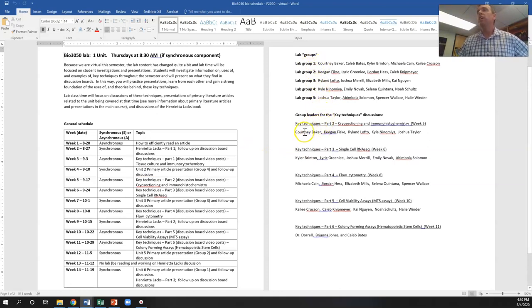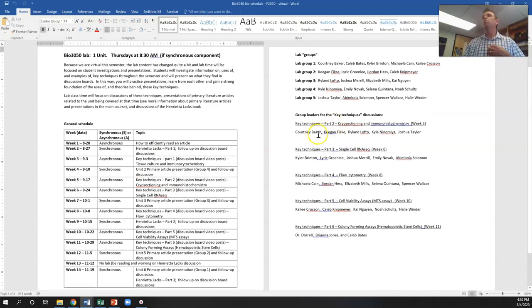Each key technique is going to have someone that leads it. That person who leads it is going to find out a lot of information and present via discussion board on that technique for that week. You can see that Courtney Baker is the leader for group 1, Keegan for group 2, Ryland for group 3, and so forth. Everyone is going to be the group leader once, which means you will be assigned to find a lot of information and prepare a presentation on it. And there's information in Canvas on those key discussions, with the description of how to do this and how to do it well, expectations and so forth.